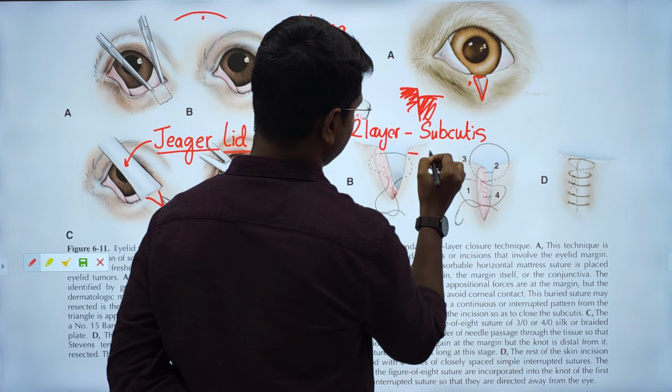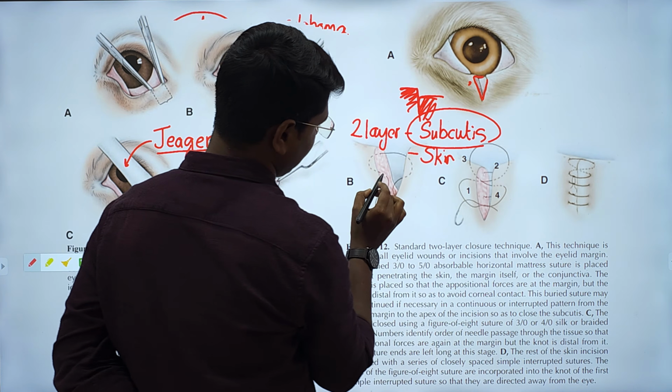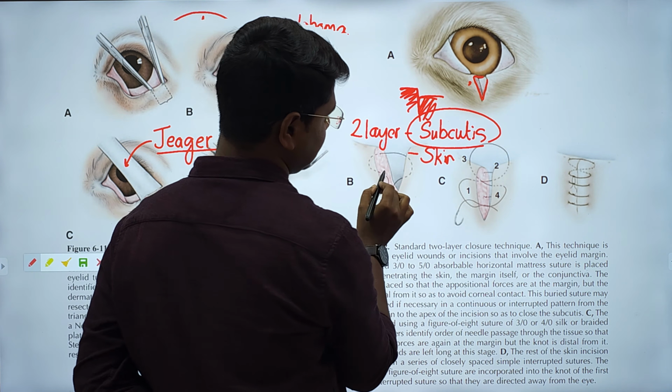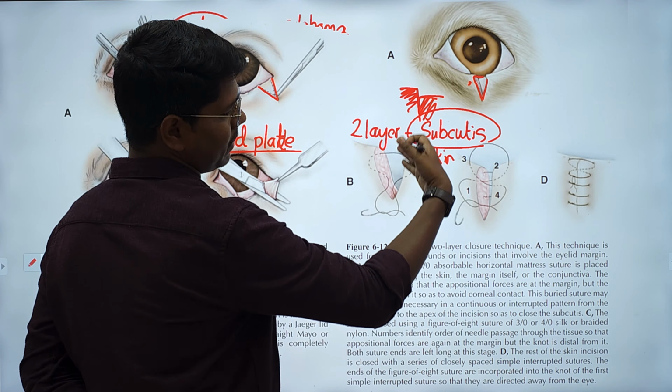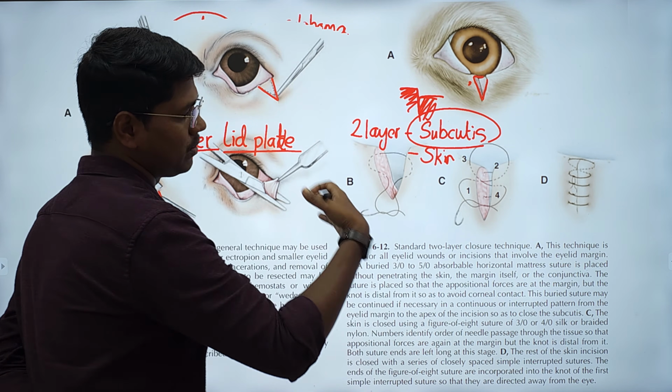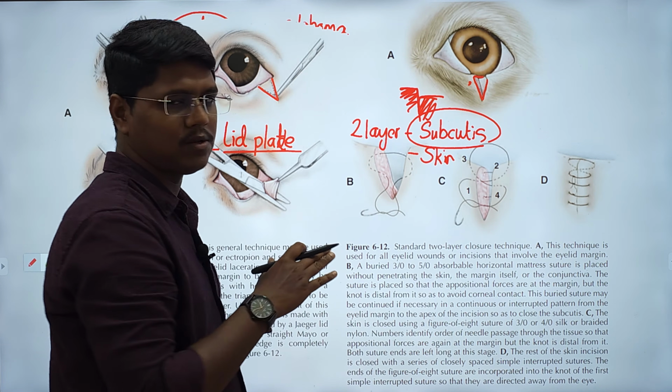Next one is for skin. While doing the subcutis, remember it should be buried inside. No part of the suture should be on the palpebral conjunctiva side, because it will irritate the cornea. Okay, so this is the only care you should take.